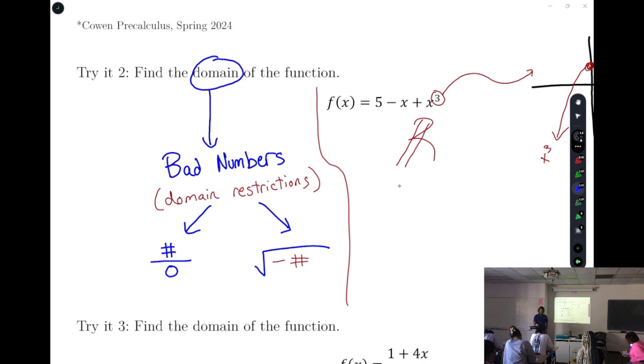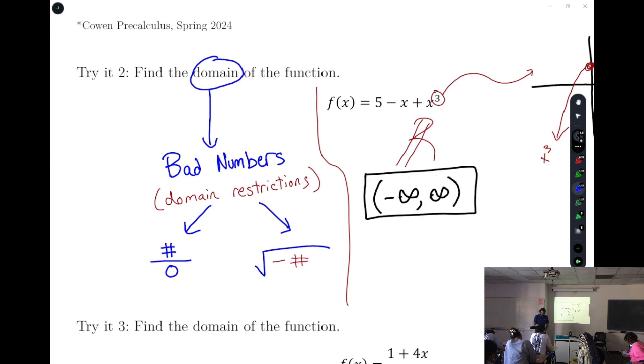A better way to write all real numbers is probably parentheses, negative infinity to infinity. Or maybe if you wanted to do it in a number line, it would look like a completely shaded number line. It's kind of a silly way to write it. I like the interval notation for all real numbers. Or just writing all real numbers. Or if you want to be really cool, you can say x, epsilon, all real numbers.